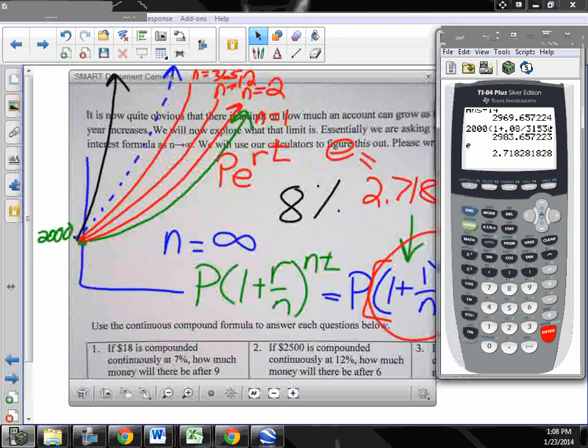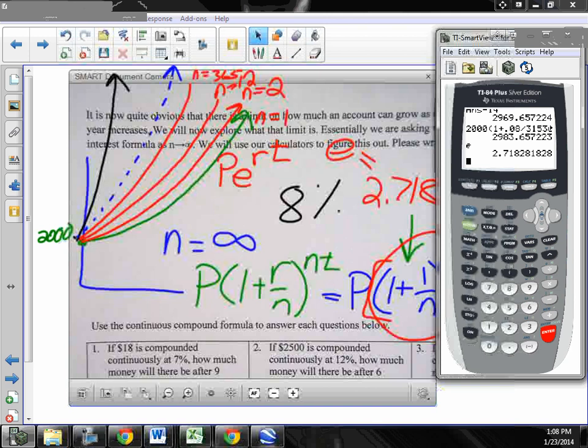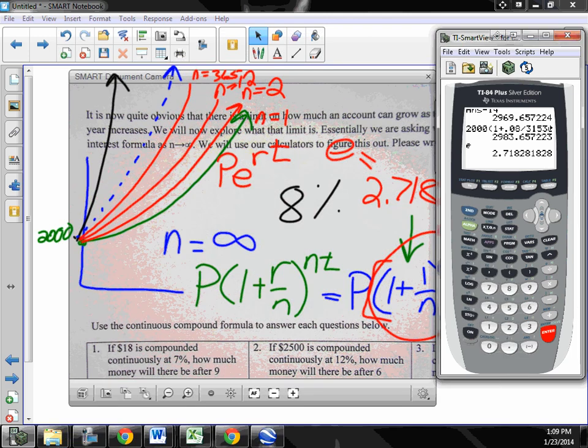Yeah, it's the exponential number, that's why we call it E. And this equation, PE to the RT, represents compounding an infinite number of times. Now, can that really happen? How many instances are there in a 1 second interval?